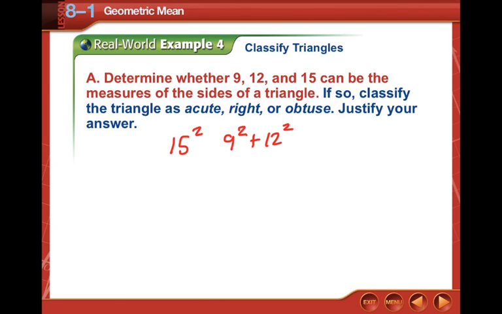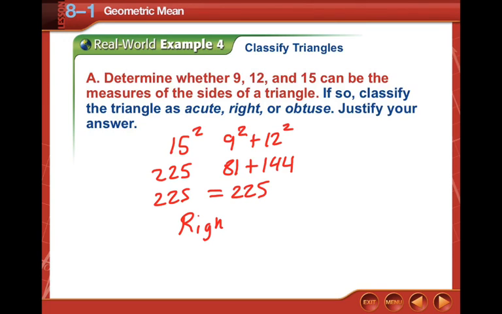So 15 squared is 225, 9 squared is 81, and 12 squared is 144. And 81 plus 144 is 225. So they are equal, which means this is a right triangle. Okay, let's look at another one like that.